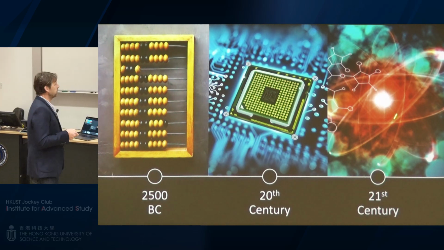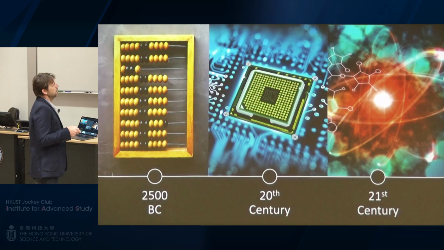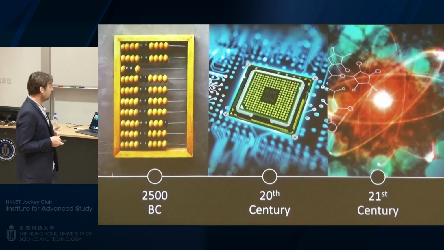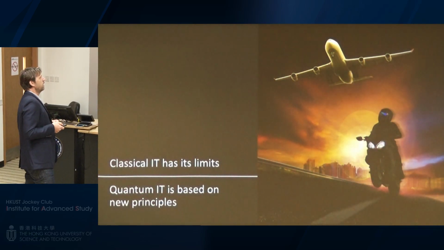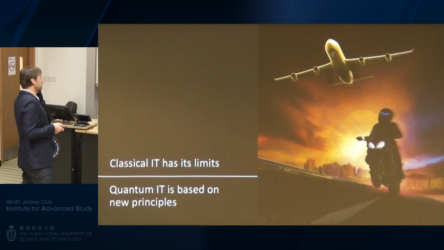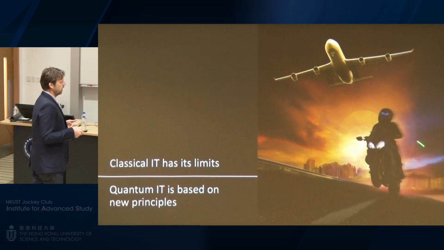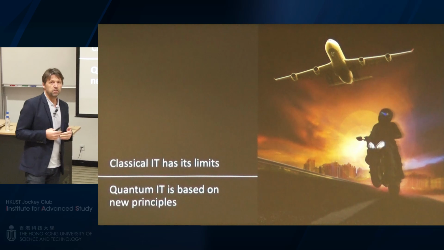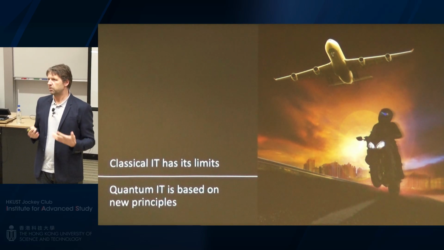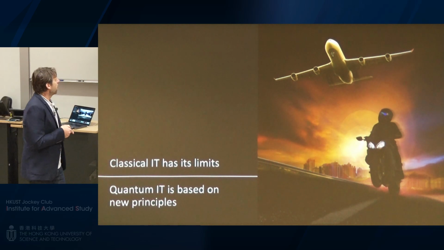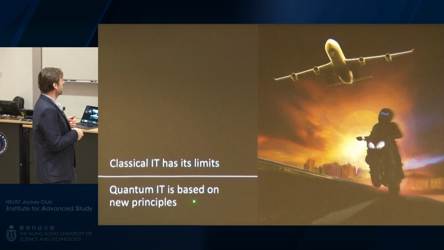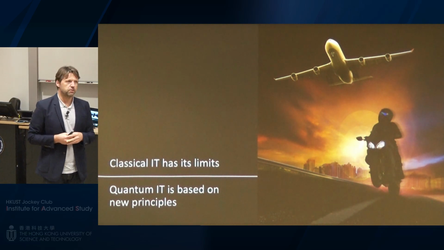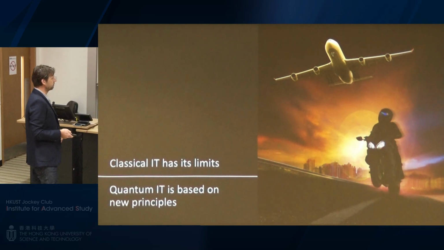And that is going to change when we have available the laws of quantum mechanics as a resource for encoding and processing information. Now, that is really a change in paradigm. And this is my metaphor for it. Classical computer or classical IT has its limits. And even if you have the fastest bike available, and even if you go faster and faster, you will never take off. That requires a new principle. You need wings, etc. And that is what quantum IT can provide. It is built on new principles and can lead to other territories. It can take you off.